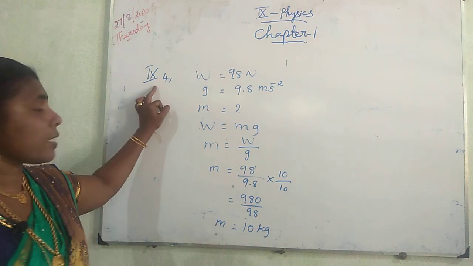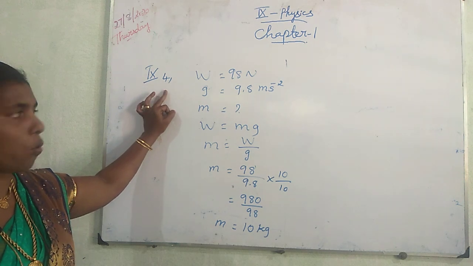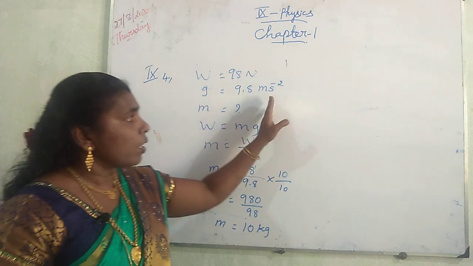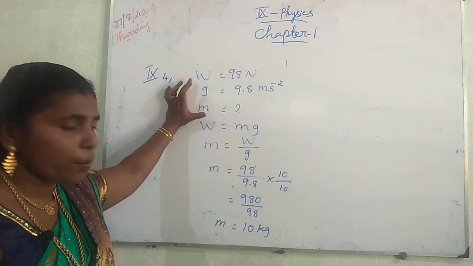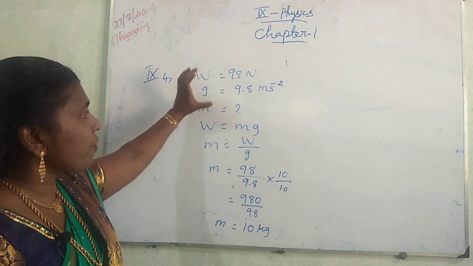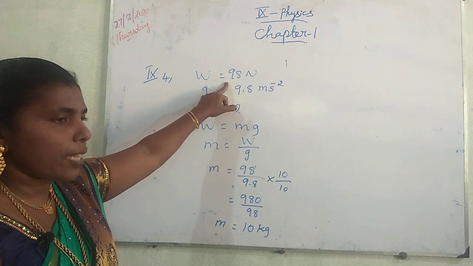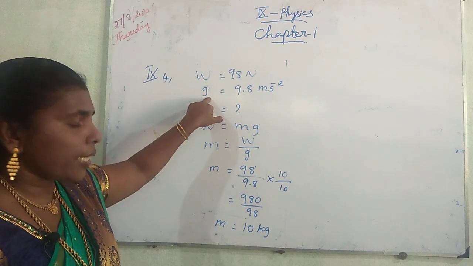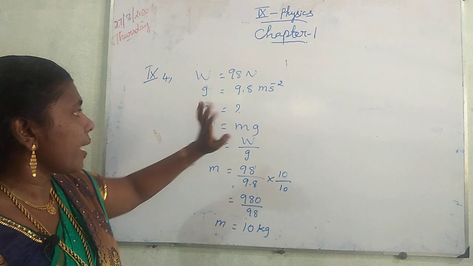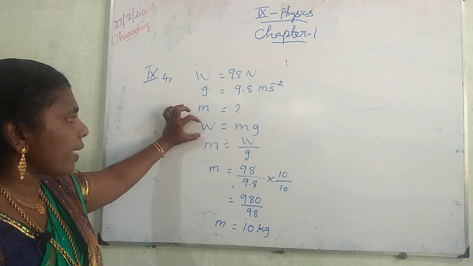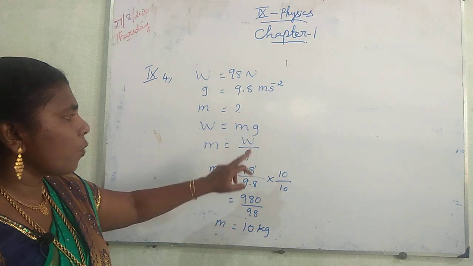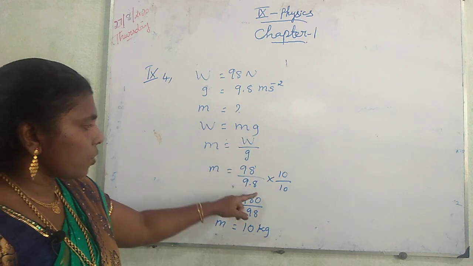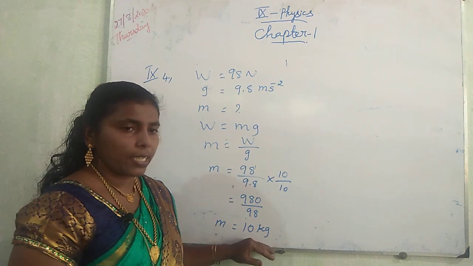So this is Roman letter 9, question number 4. You have to note down this problem. First write what is given: only weight is given, the g value is not given, so we have to write 9.8. Mass you have to find out. Then write the formula, then from this formula mass equals weight divided by g. Then substitute the values and you will get the answer 10 kilogram.